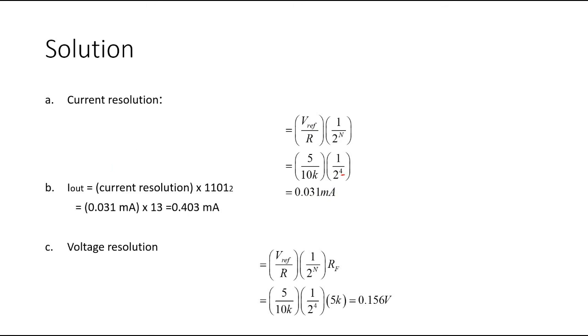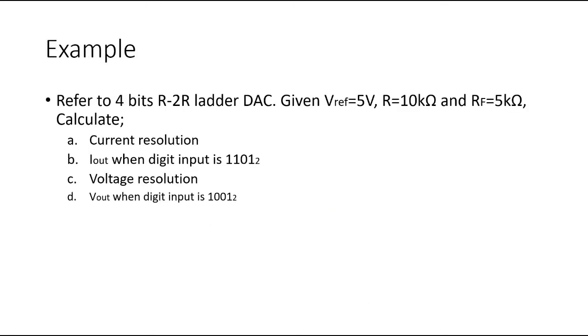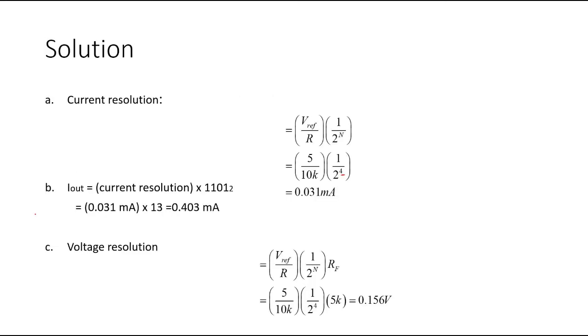And then second, calculate I out when digital input 1101. Okay, so kita dah tahu I out equal to current resolution multiply with digital input. So kita convert 1101, this is in binary, so we convert into decimal. So kita akan dapat 0.403 milliampere. And then next, for voltage resolution, so we just add RF here. So kita akan dapat voltage resolution kita equal to 0.156 volts.